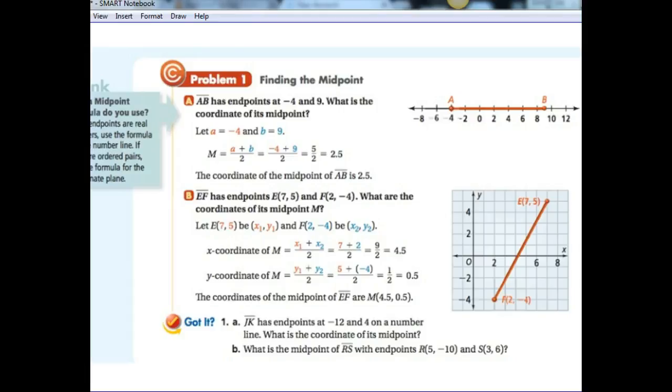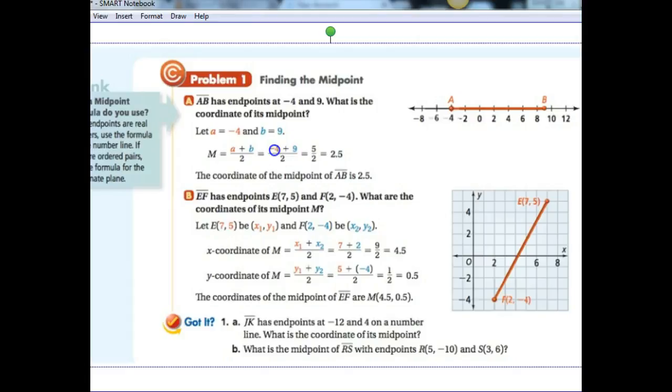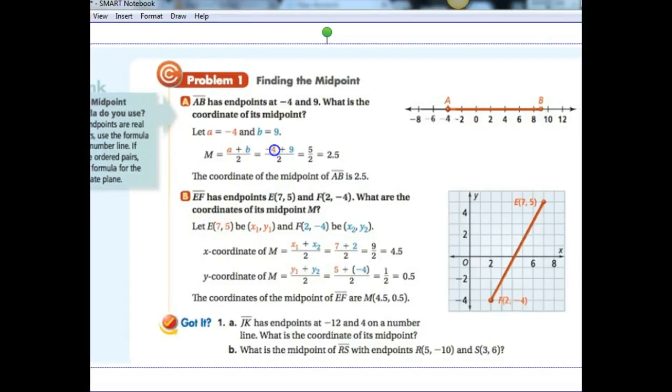So when you're doing that, you'll notice you're going to add the -4 to the 9, and you're going to divide by 2 here. And together, this equals 5 over 2, or 2.5. My apologies. So the coordinate of the midpoint of AB, if it's on a number line, is simply 2.5.